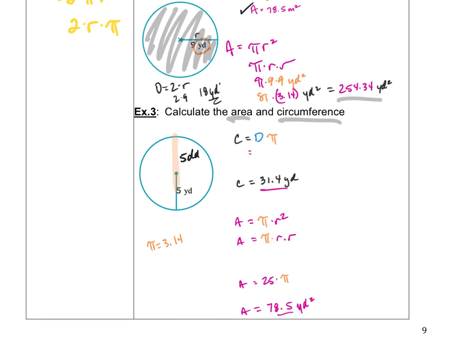So you would have said that the circumference was 10 times 3.14, which gives you 31.4 yards. And now it's yards, not yards squared, because it's linear. And then you would have done the same thing with the area that we did before. Basically, you have pi times 5 times 5, which was 25 pi, which comes out to 25 times 3.14 is 78.5 yards squared.